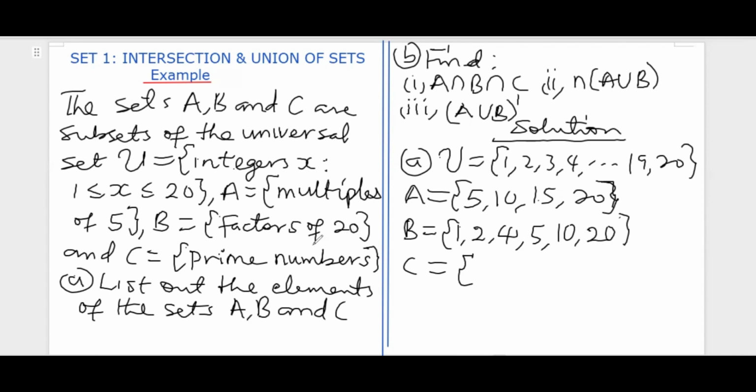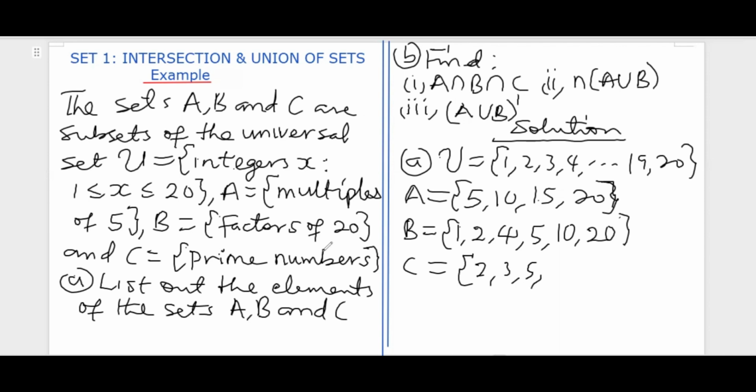For C, what do we have in C? Prime numbers within the range of the universal set. Prime numbers are numbers not divisible by any other number except 1 and itself. Every prime number has two distinct factors, which are 1 and itself, and that itself must not be 1 again. That is why we disqualify 1. 1 will not be a prime number, because if we say 1 is a prime number, 1 and itself is still 1. They are not distinct.